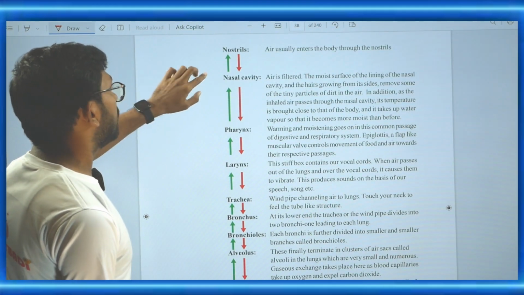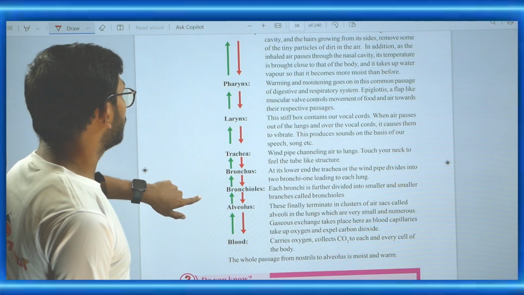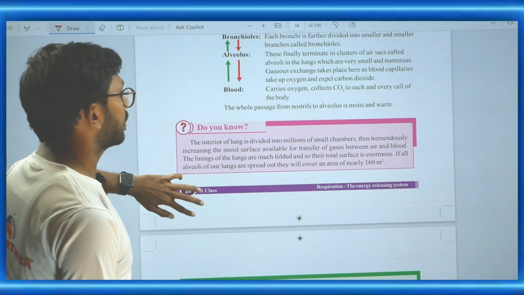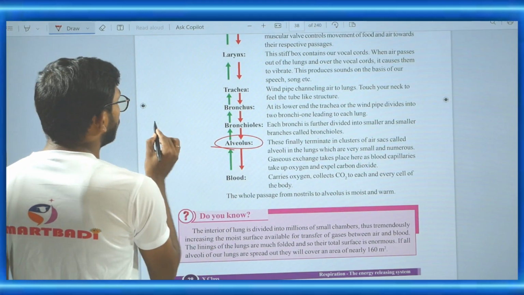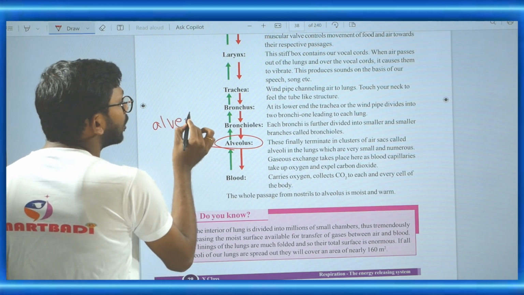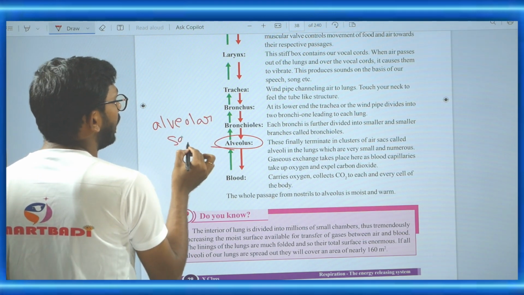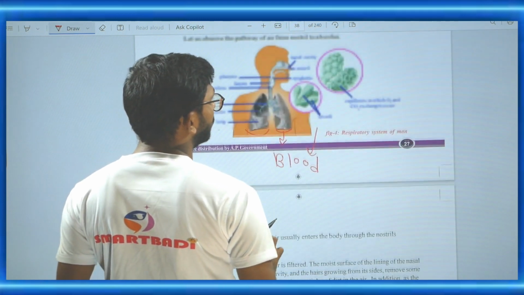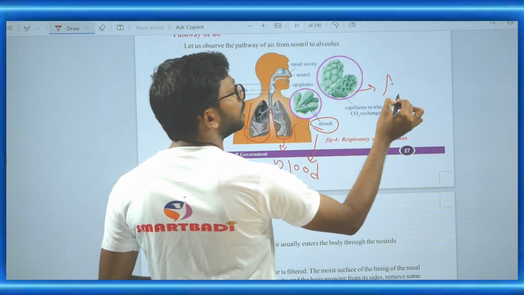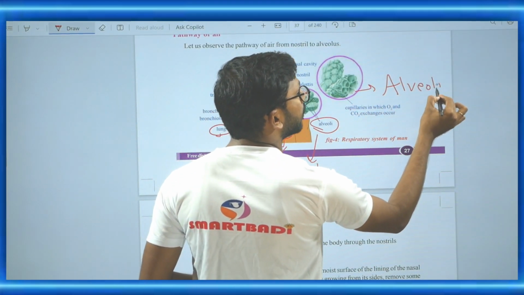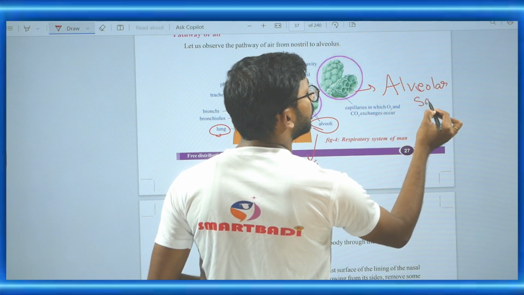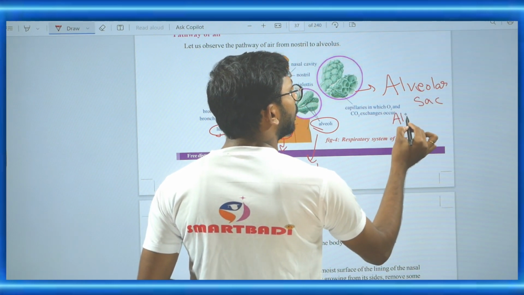So this is the pathway they have mentioned: nostrils, nasal cavity, pharynx, larynx, trachea, bronchus, bronchioles, alveolus. And alveolus can also be called alveolar sacs, because the alveoli have the appearance of a sac-like structure. So this is called an alveolar sac or alveoli.